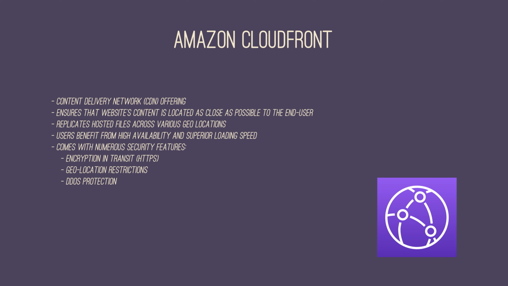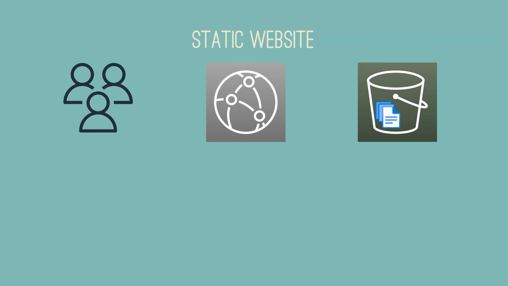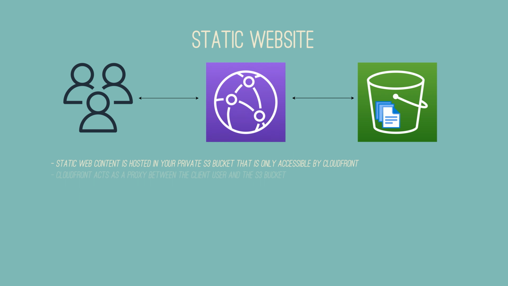So how do these two services work together? Static web content is hosted in your private S3 bucket that is only accessible by CloudFront. In this setup, CloudFront acts as a proxy between the client user and the S3 bucket. CloudFront then retrieves, also caching the content, and serves it to the end user. Using this combination, the S3 bucket is not accessible by the public, which results in our files being secure.